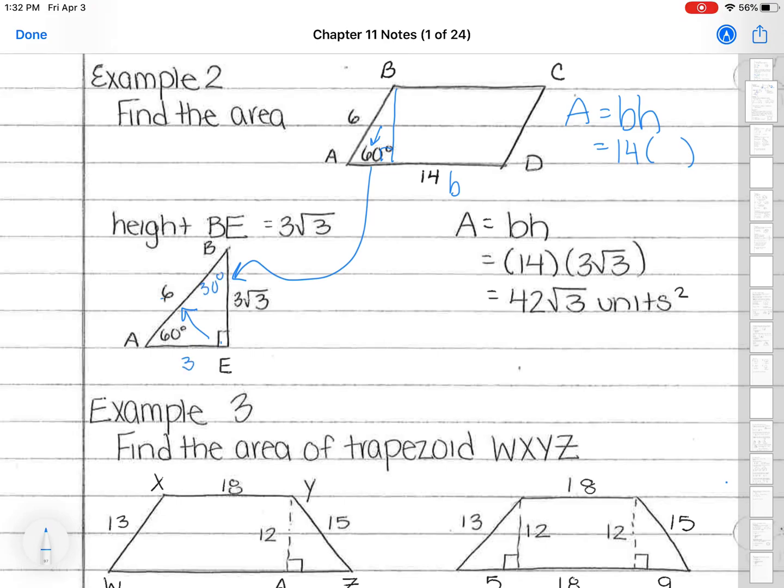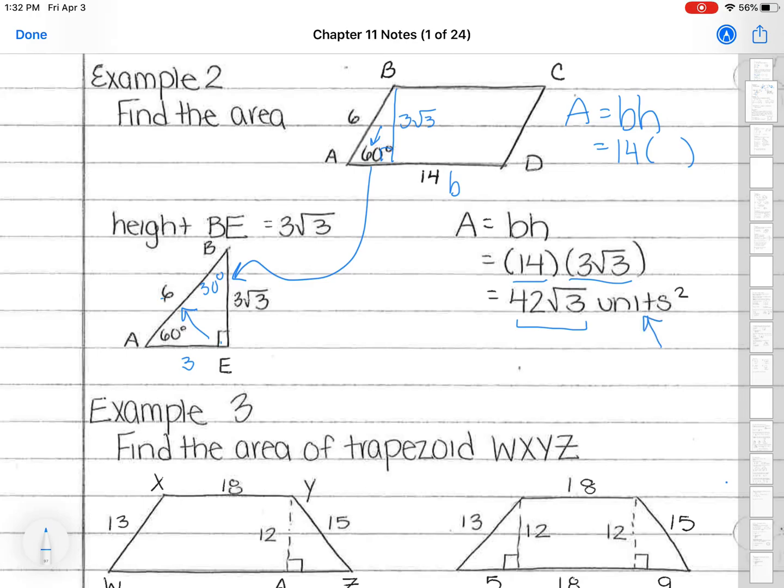So if you set up your chart for a 30, 60, 90, if the 90 is 6, we know that the 30 is then half of that, which is 3. And then the 60 would be 3 radical 3. So according to this figure, we know that the height is 3 radical 3. So we have 14 times 3 radical 3.